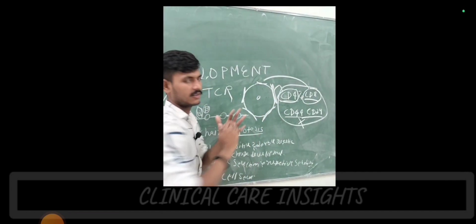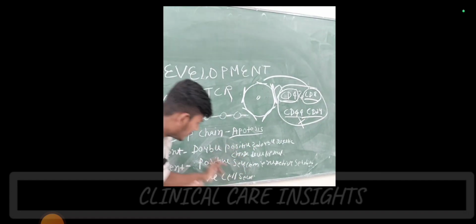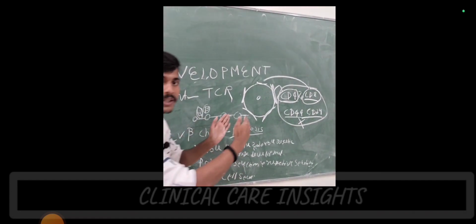See, in one T cell, all kinds of receptors are present. In the fifth event, what happened? They make them individualized.